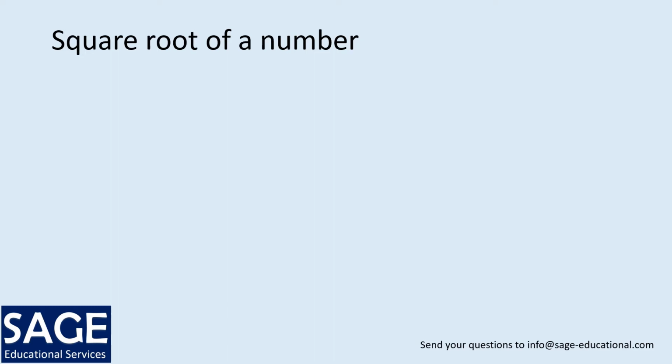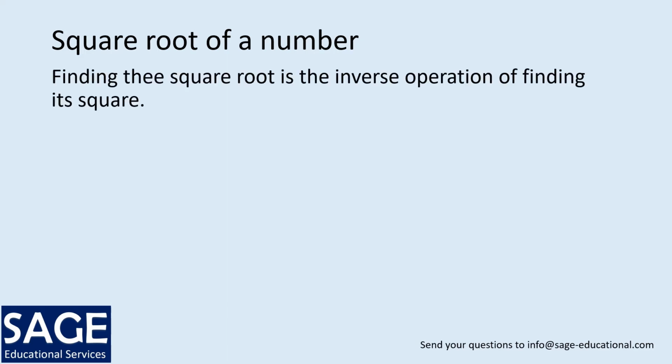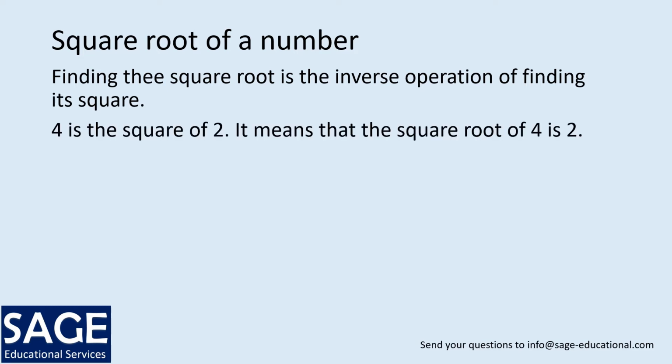Now, what do we mean by the square root of a number? The inverse of square is the square root. When you multiply a number by itself, you get its square. And when you ask yourself the question, what number do I need to multiply by itself to get a given number, then you're trying to figure out the square root. So 4 is the square of 2. It means that the square root of 4 is 2.